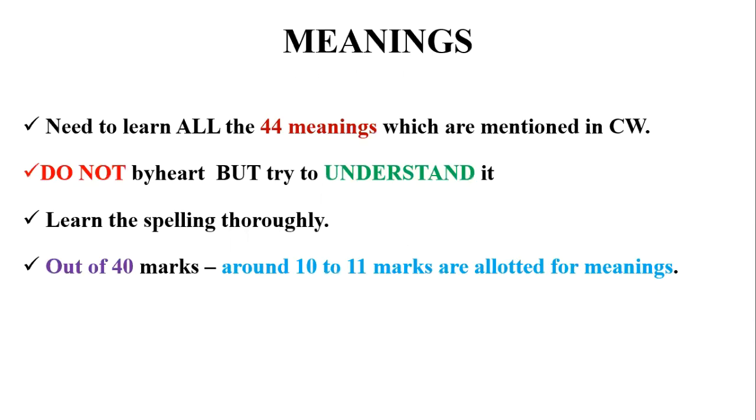So while learning meanings, the most important thing that you need to do is learn all the 44 meanings which are mentioned in CW. I'm sure that you all would have written down your CW, and there are 44 meanings. Okay, from all the 6-7 chapters, I've added the meanings, so it'll be easier for you to study. So learn all the 44.